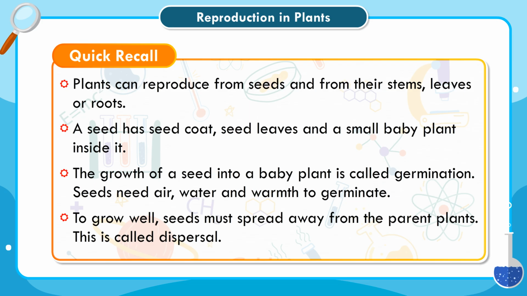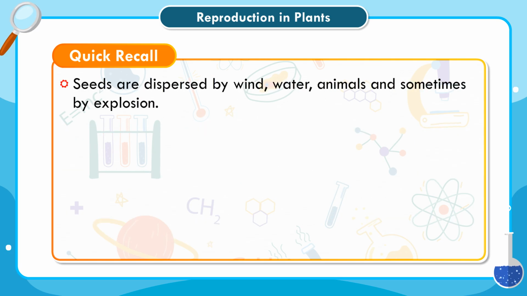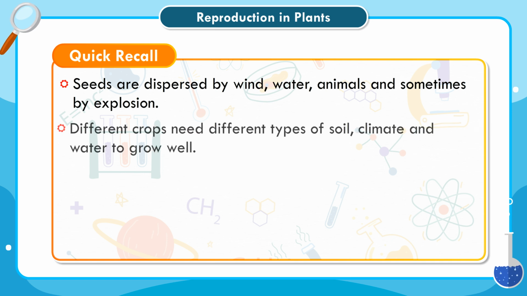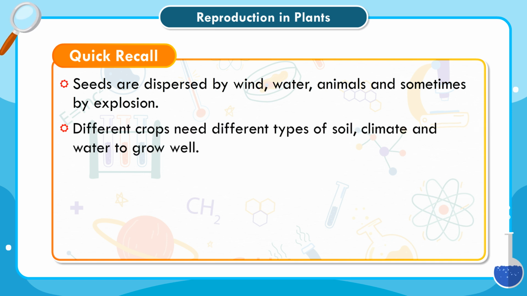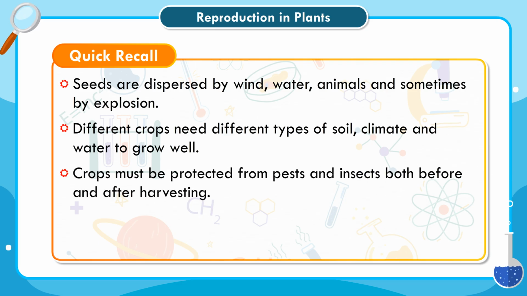To grow well, seeds must spread away from the parent plants. This is called dispersal. Seeds are dispersed by wind, water, animals and sometimes by explosion. Different crops need different types of soil, climate and water to grow well. Crops must be protected from pests and insects both before and after harvesting.